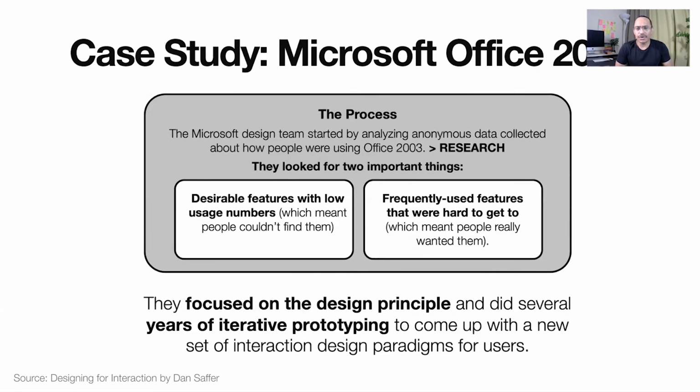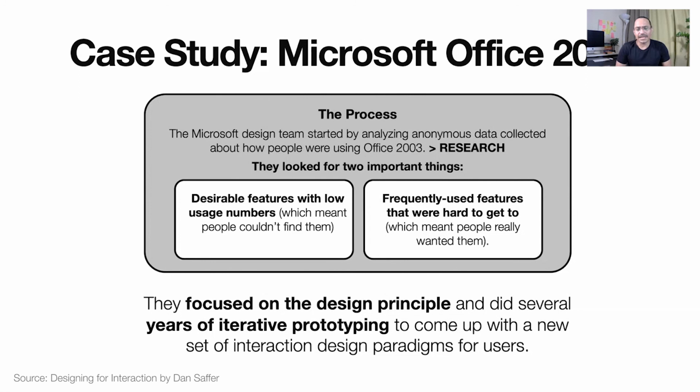And they looked for two important things. When they were doing the research, they tried to find what the problem was: desirable features with low usage numbers, which meant people couldn't find them. The other thing they looked for was frequently used features that were hard to get to, which people really wanted. Okay, so these were the two problems.